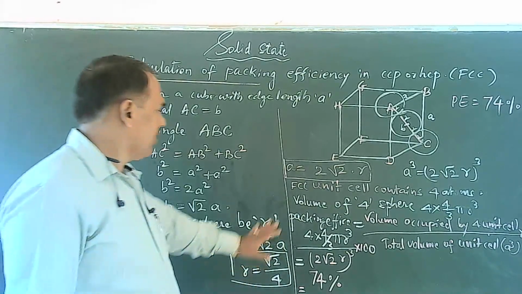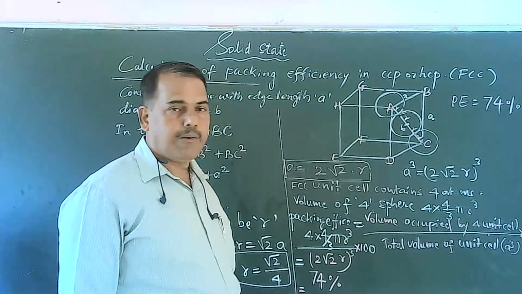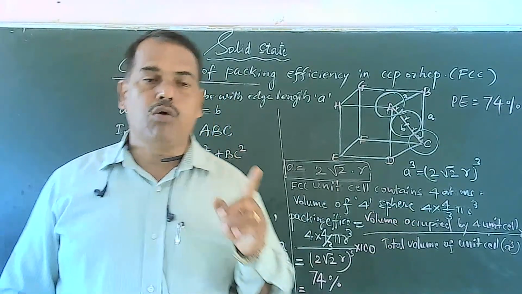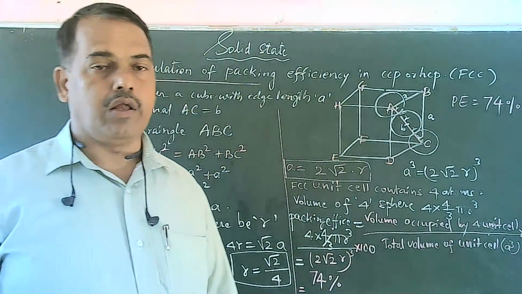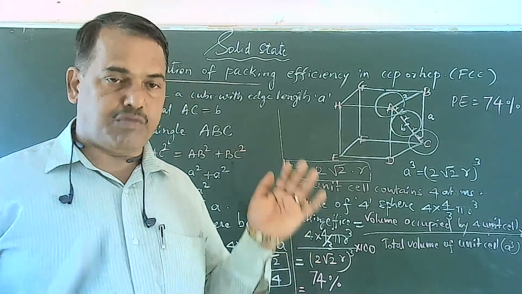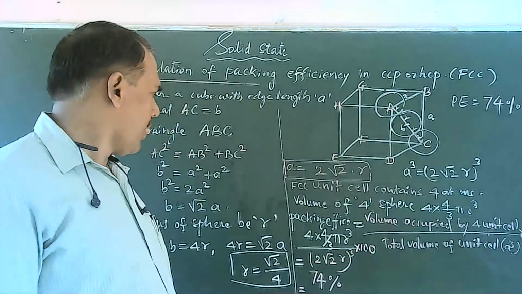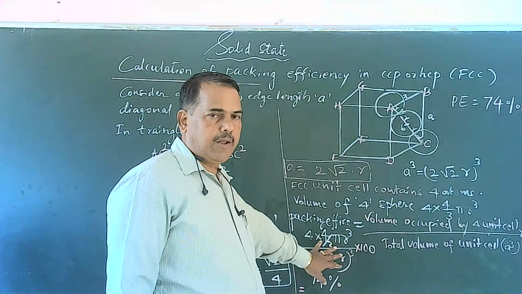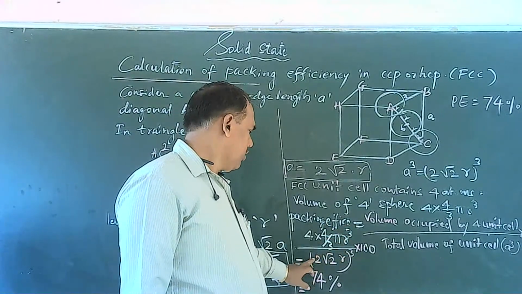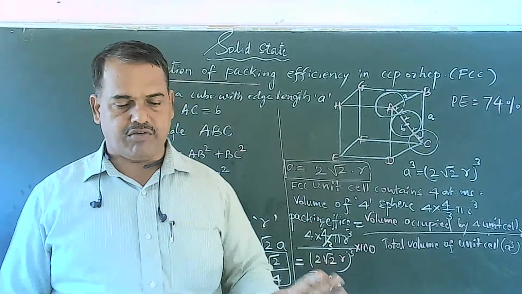Are you clear? So packing efficiency is equal to the volume occupied by 4 spheres in the unit cell divided by the total volume of the unit cell into 100. Packing efficiency is defined as the percentage of space filled by the particles. As it is a percentage, you have to multiply by 100. Then just substitute the values. That's all. 4 into 4 by 3 pi r cube by (2 into root 2 r) cube into 100. You will get 74%.